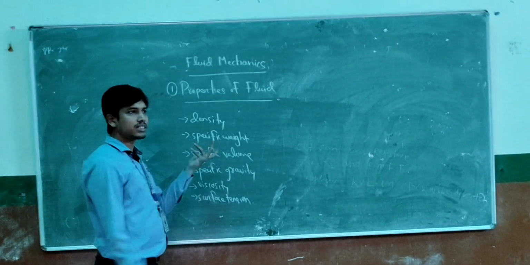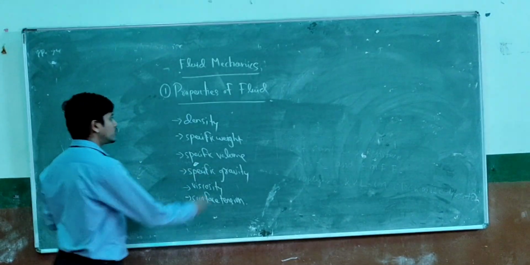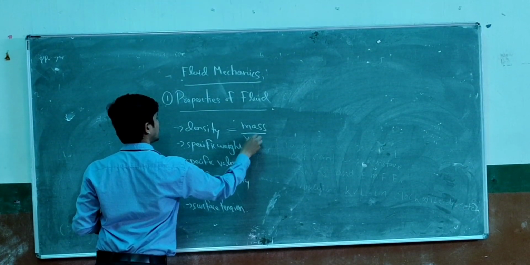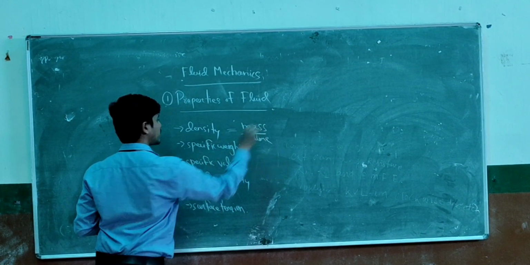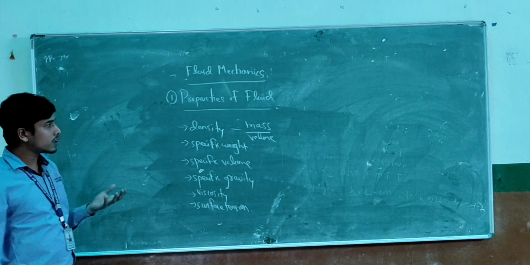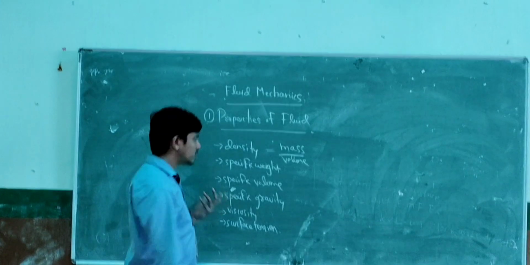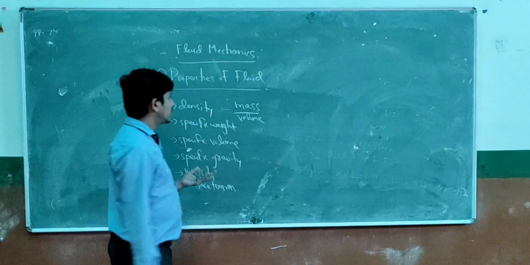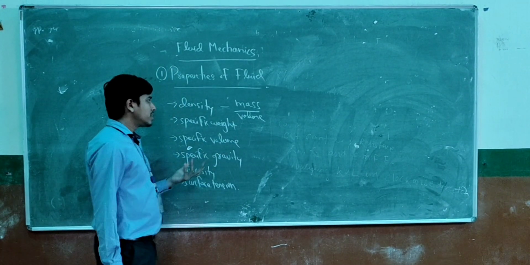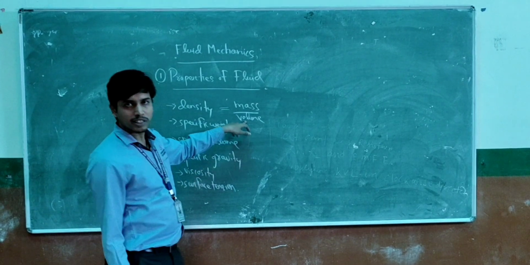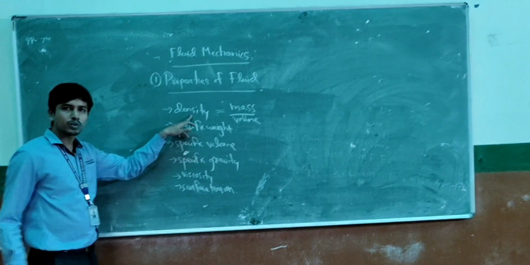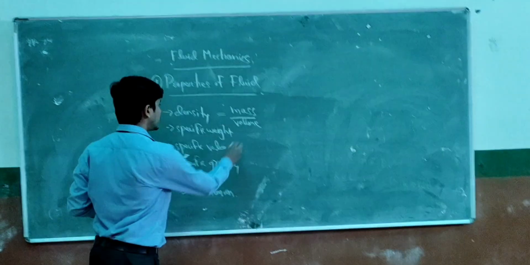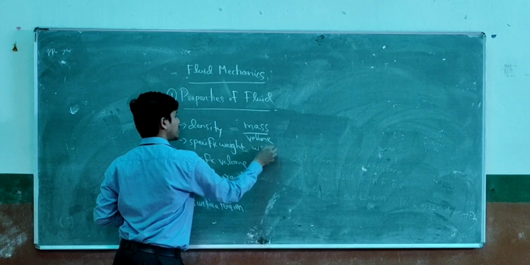First of all, density. Density is a property of fluid whose formula is mass by volume. The formula of density is mass by volume, and we all know from the mechanics chapter that mass is the quantity of matter stored in the body. So the quantity of matter stored in the body per its volume is called density. So in short we can call it density, but the formula is mass per volume. Then specific weight. Its formula is weight per volume.